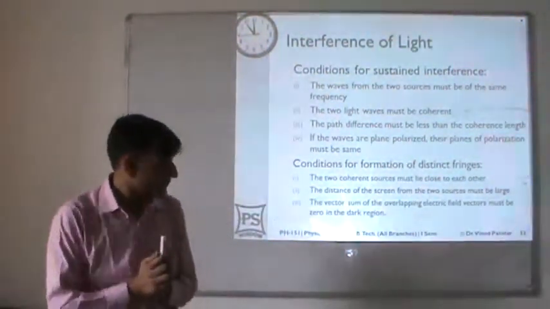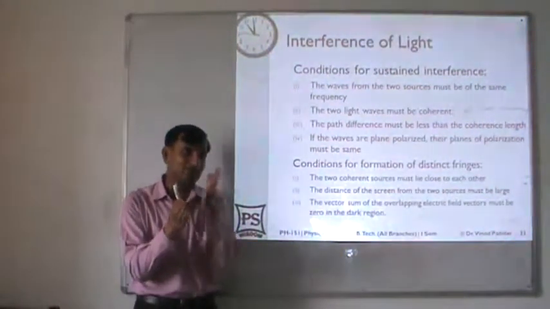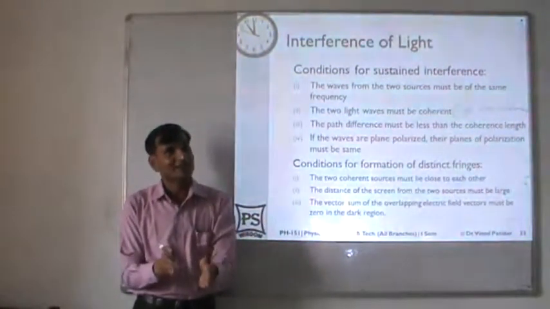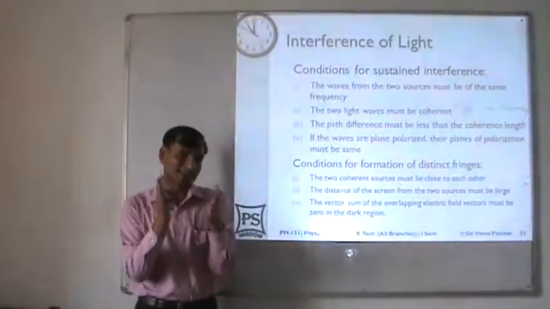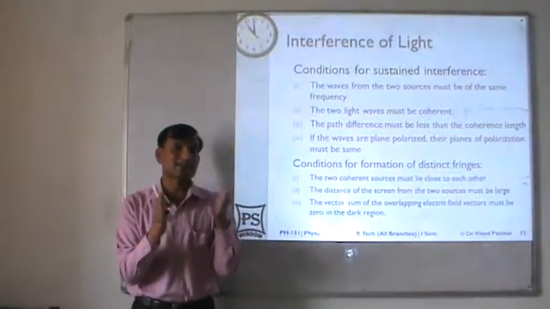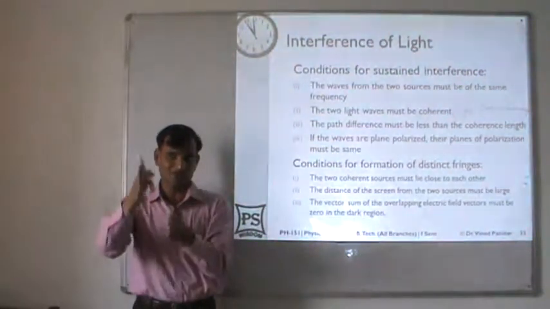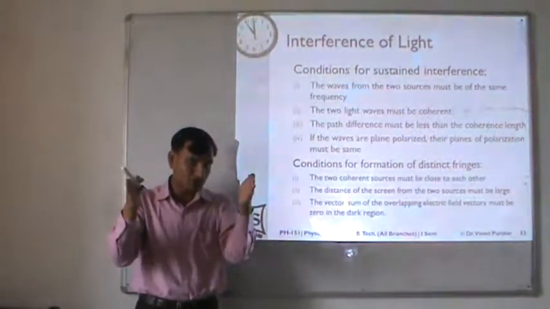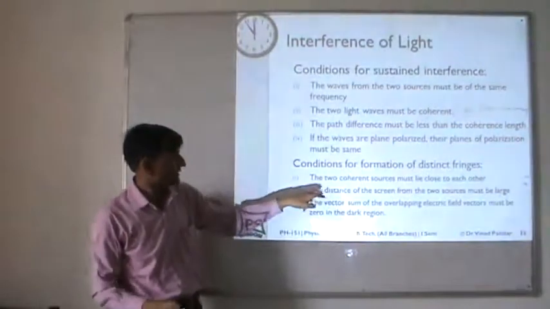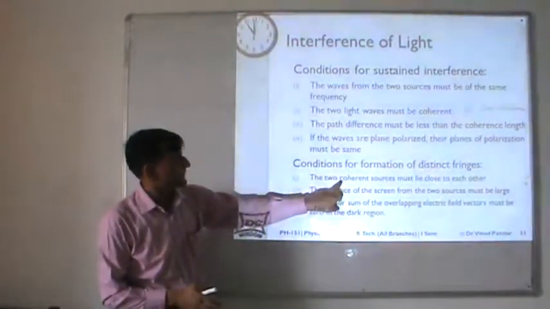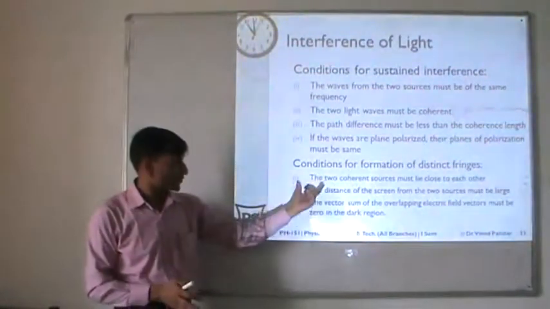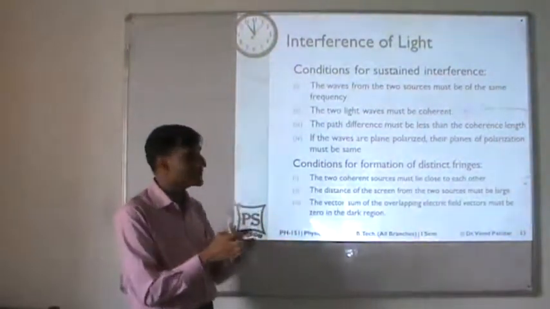Now if you want to see the fringes clearly, meaning the fringes are thick enough that your eyes can clearly distinguish them, that this is a bright fringe, this is a dark fringe, this is a bright fringe, so the pattern is clearly visible, this will only happen when you use two coherent sources which are very near to each other.